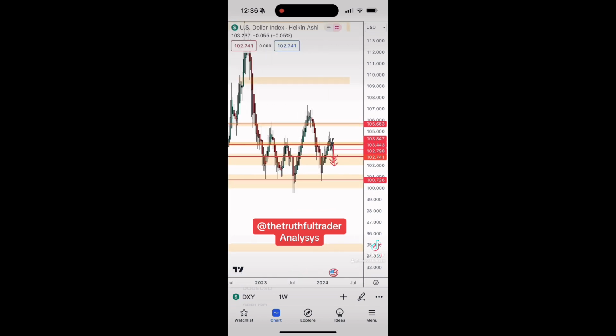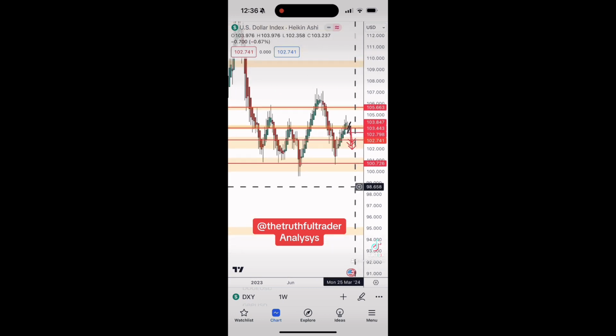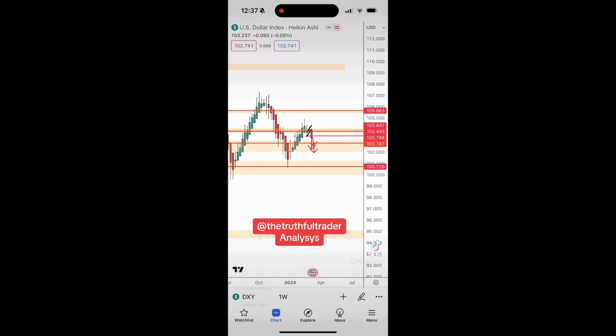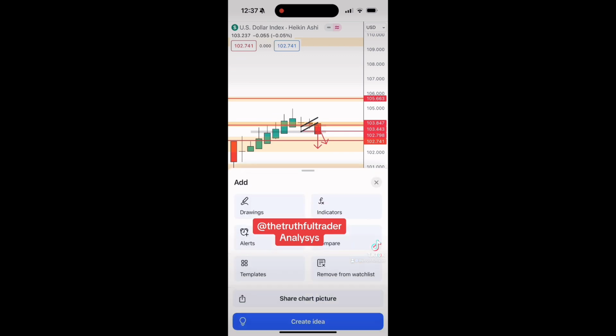You can see that there's a lot of wicks on the weekly chart there. We could see that go all the way down there and then maybe bounce off there. If we go through there, we can look for the 99 level. I think obviously it's going to stay the same this week.